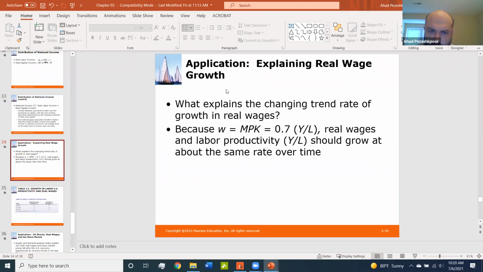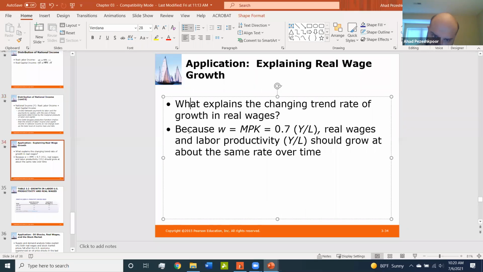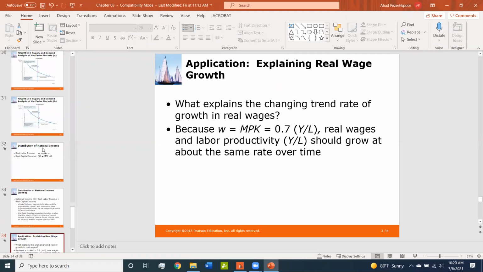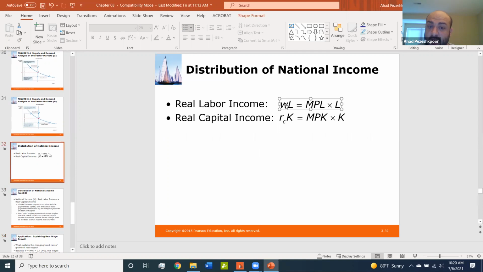So, explaining real wage growth. Does W stand for labor or capital? W stands for wages. This is like the wage of labor.